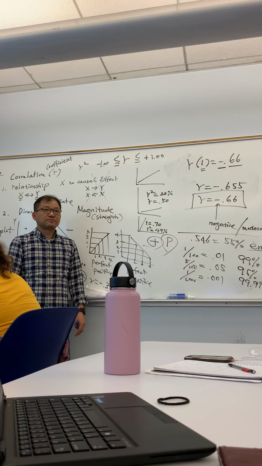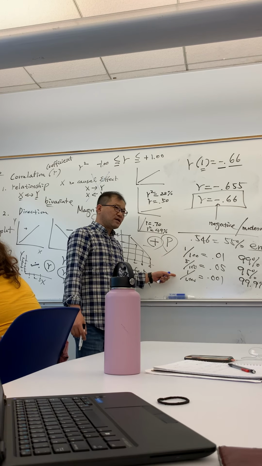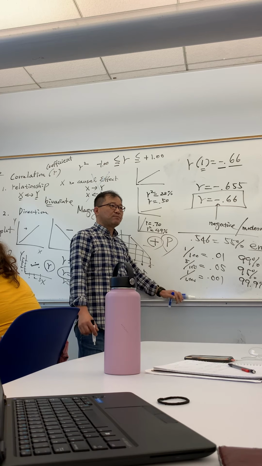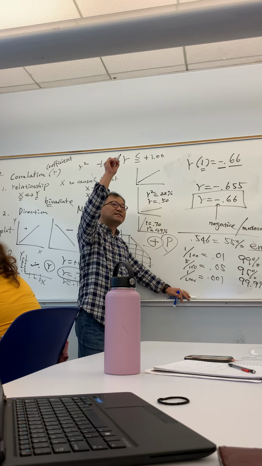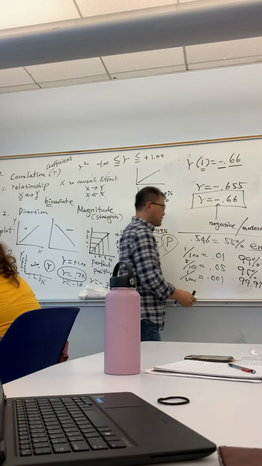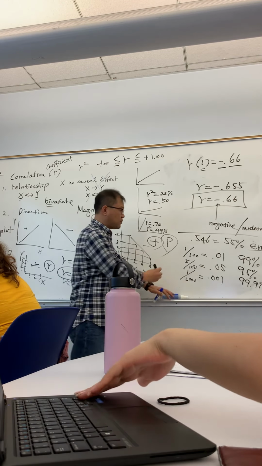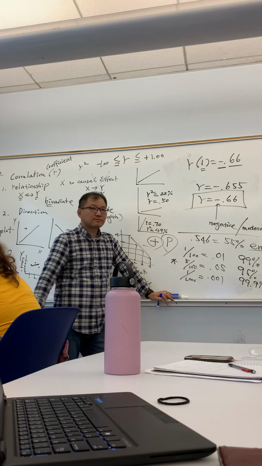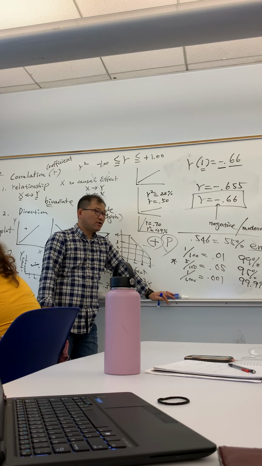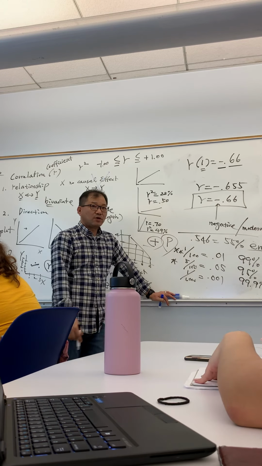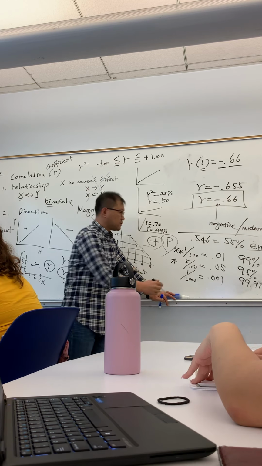SPSS will give you one of these probability values by putting a star. 0.05, you will see 1 star. 0.01, 2 stars. 0.001, 3 stars.